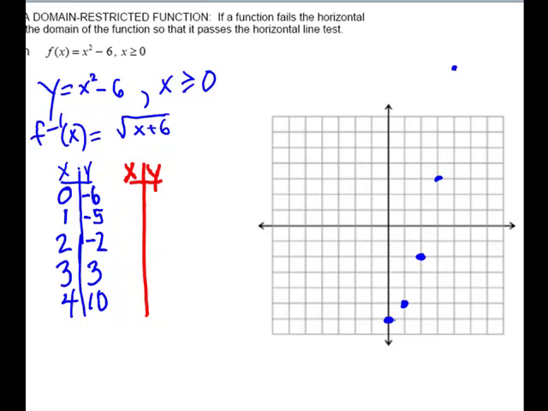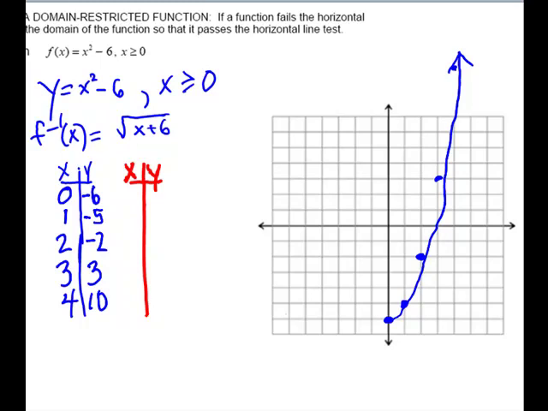About right there. Sorry about the squiggle. Right, that is our original function. And now we're going to switch and do the inverse function, which is a square root.